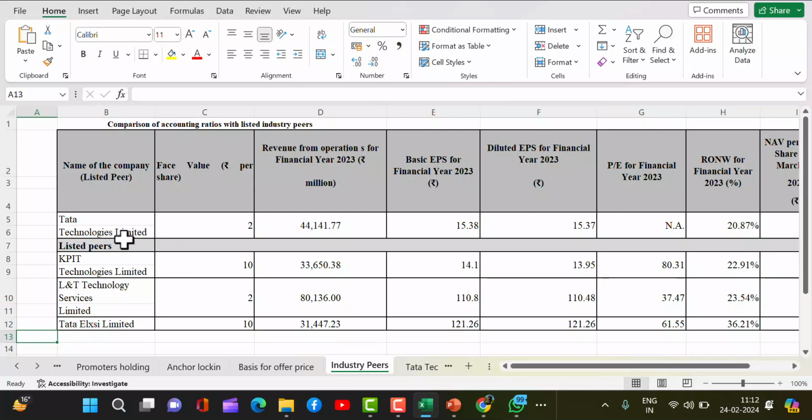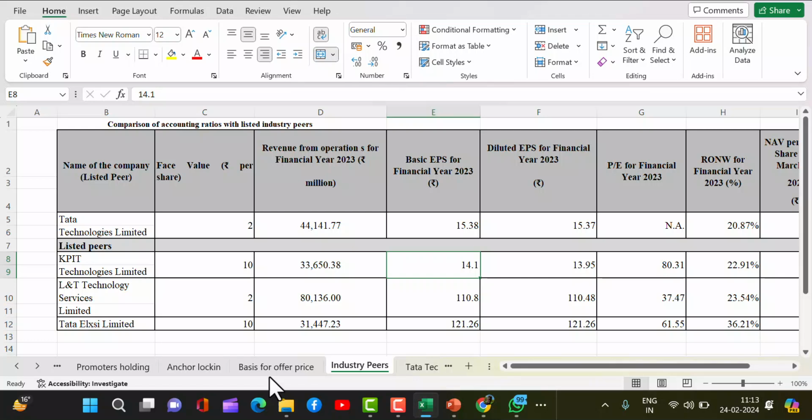So now there is Tata Technologies. This is the company. Then KPIT Technologies. This is the peer company. L&T Technologies. There is another company, Tata Elxsi Limited. There are 4 companies which have been shown as a peer group by the prospectus here. So look at what the revenue is. L&T revenue is 8,000 crores, and KPIT is about 3,300 crores, and Tata Technologies is about 4,400 crores. Okay, this is actually in rupee million, so if you convert, it comes to around this much. 4,414 crores, if I read it in terms of crores.